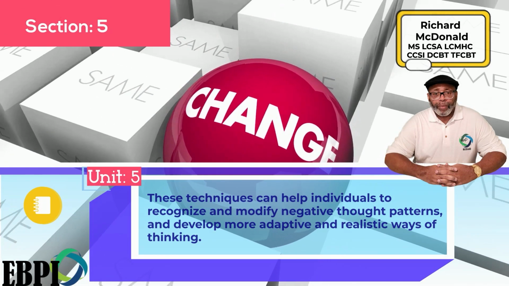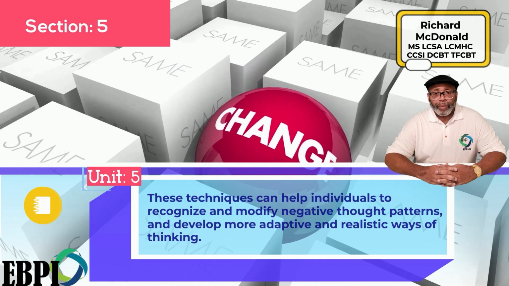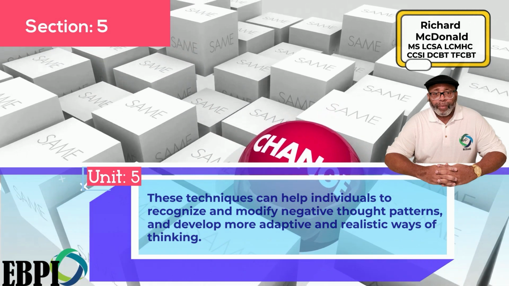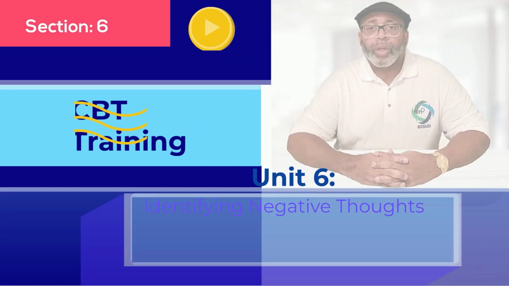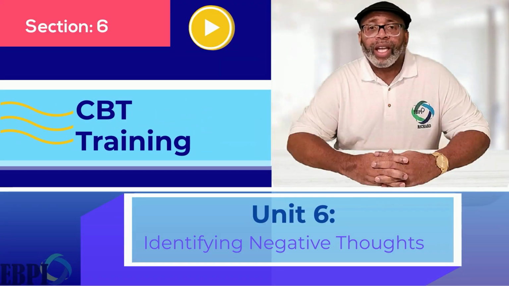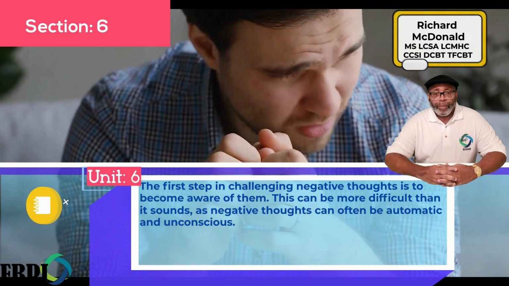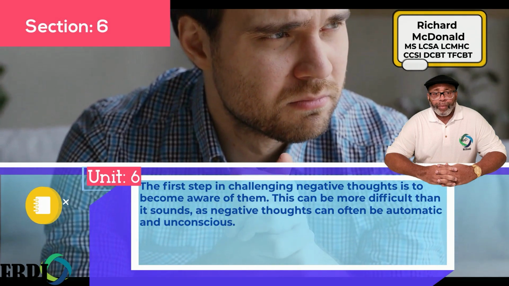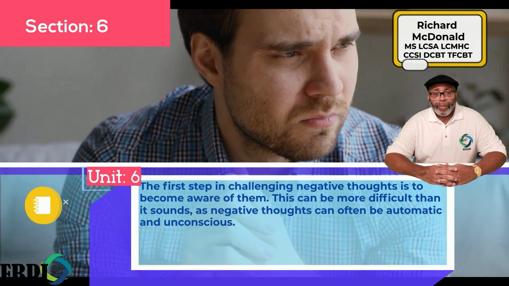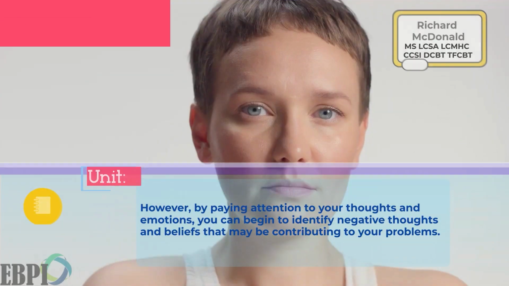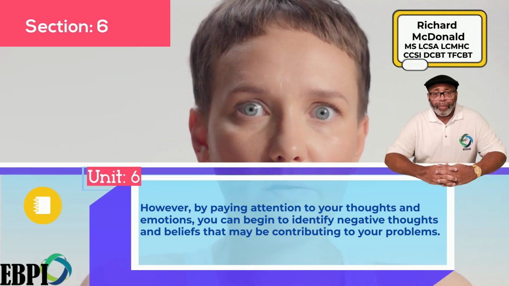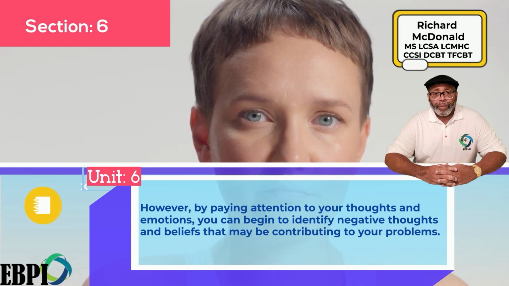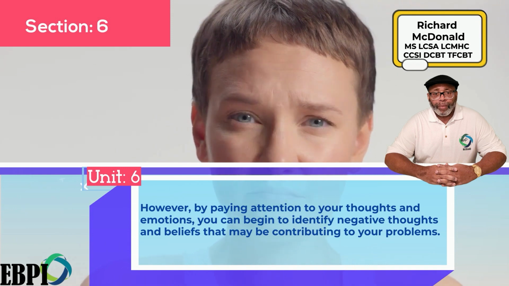These techniques can help individuals to recognize and modify negative thought patterns and develop more adaptive and realistic ways of thinking. Unit 6, Identifying Negative Thoughts. The first step in challenging negative thoughts is to become aware of them. This can be more difficult than it sounds, as negative thoughts can often be automatic and unconscious. However, by paying attention to your thoughts and emotions, you can begin to identify negative thoughts and beliefs that may be contributing to your problems.